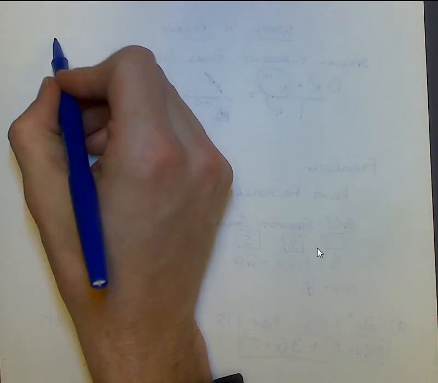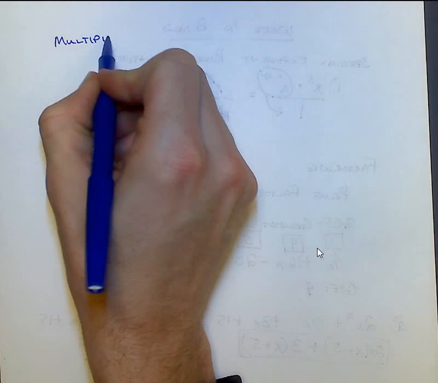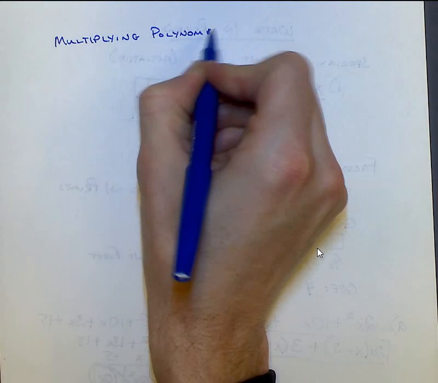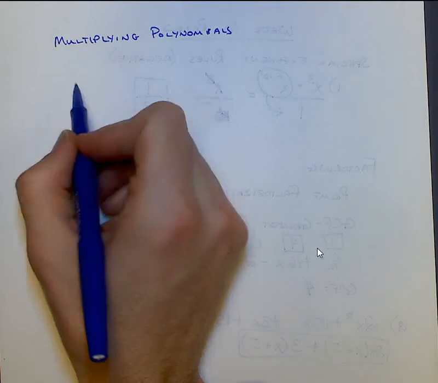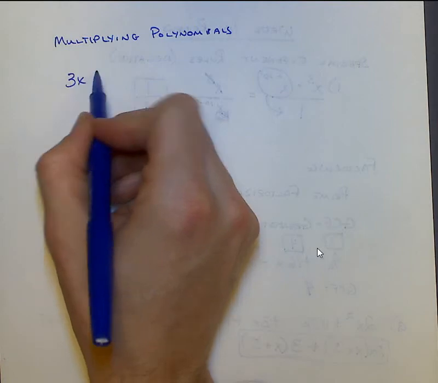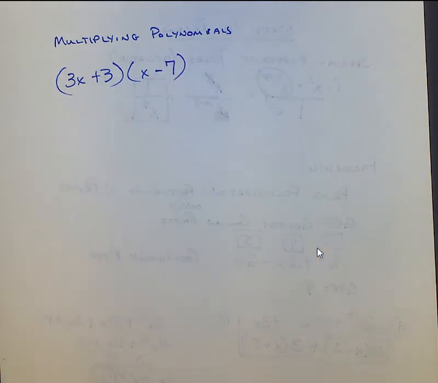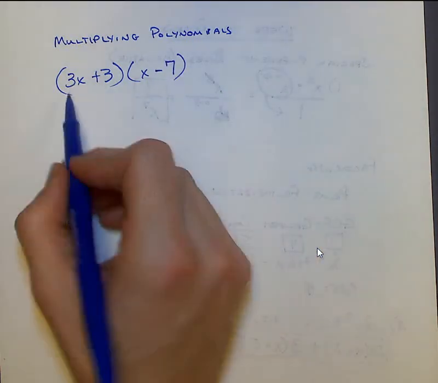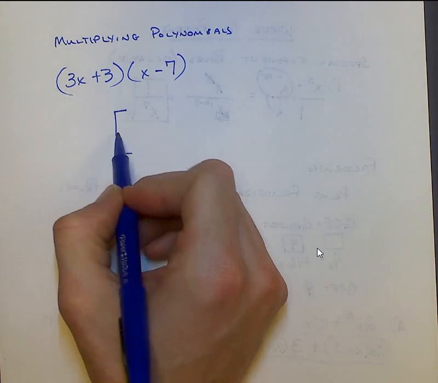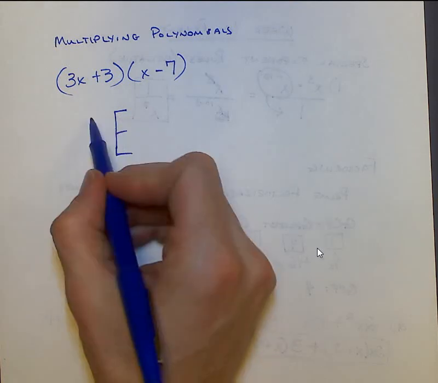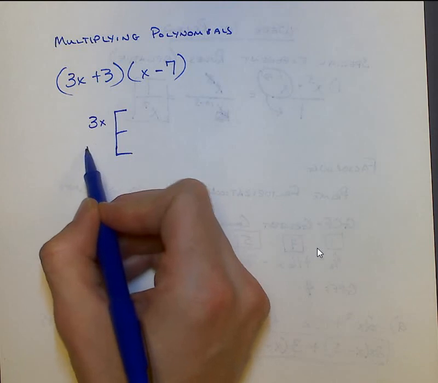The last thing that we talked about was multiplying polynomials. And if I have 3x plus 3 and x minus 7, I can create a box. And the way that I create the box is I start with the length, and since there are two terms, I divide this box into two sections. And I write those terms in each little section, just right outside the box.